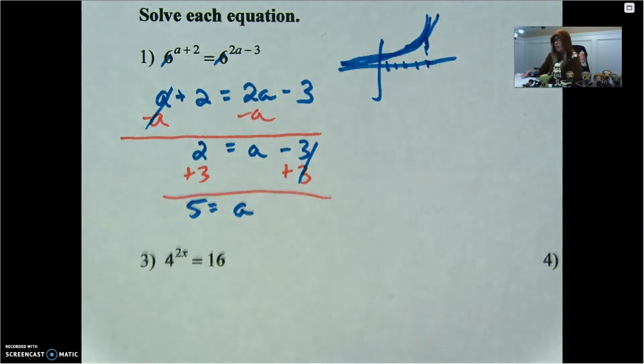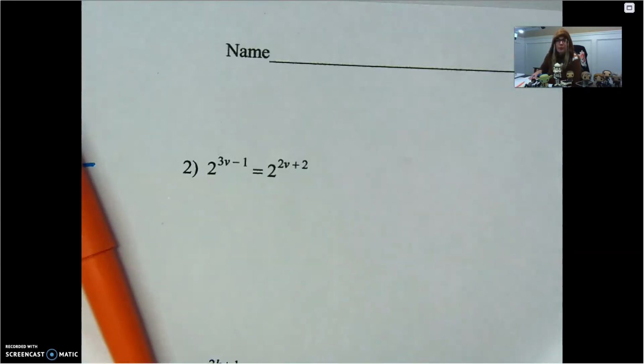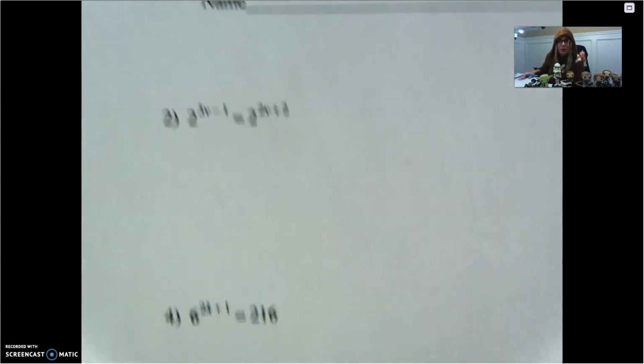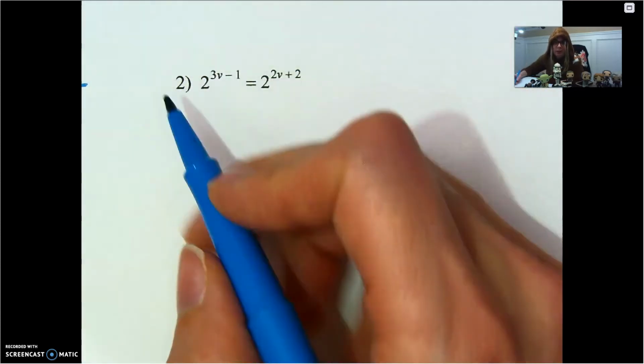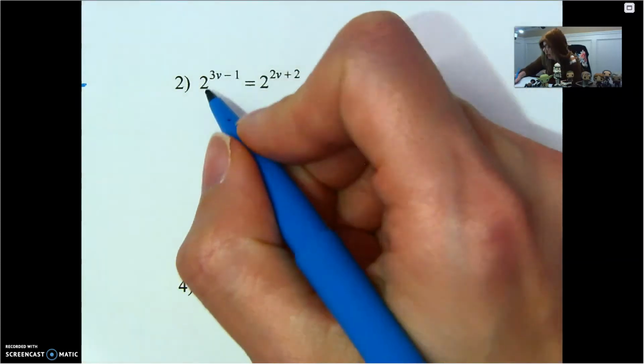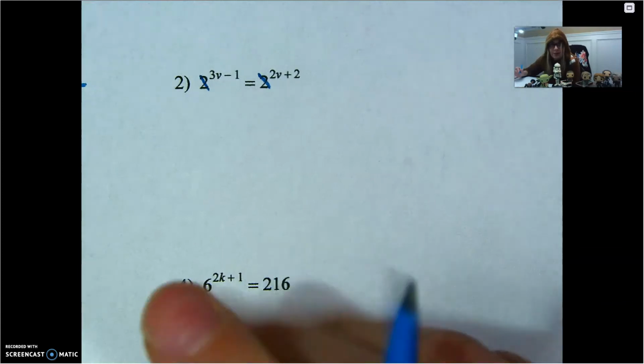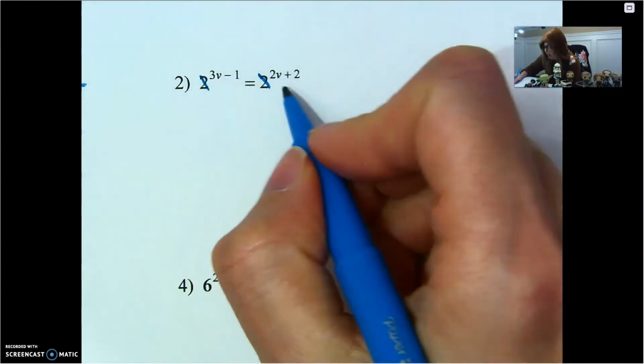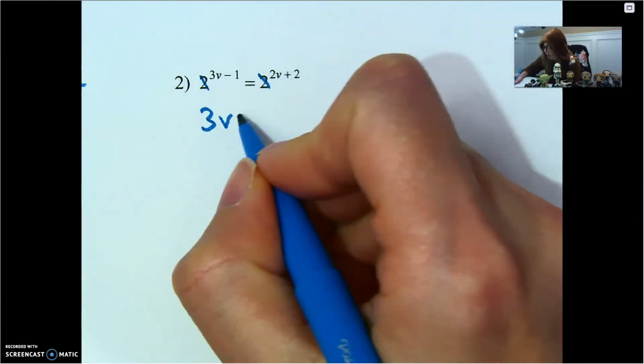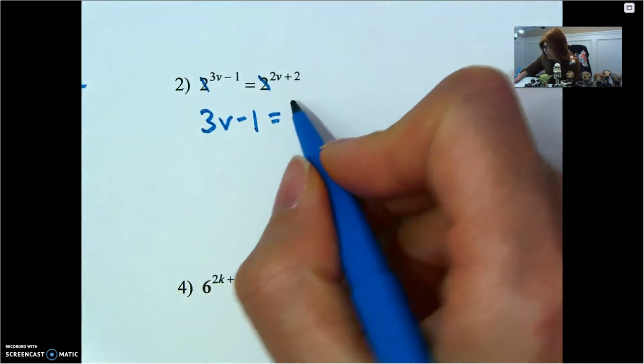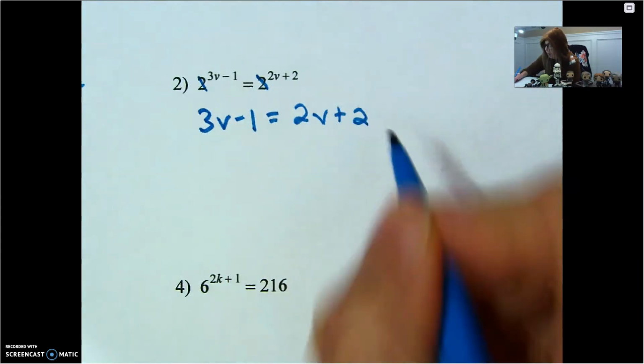All right, check out number 2. The bases are both 2. Oh, what a coincidence. So we're going to get rid of the bases and just focus on the exponents, the powers. So we have 3v minus 1 on this side equals 2v plus 2 on that side.